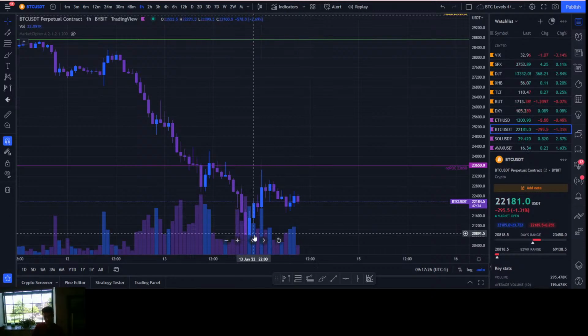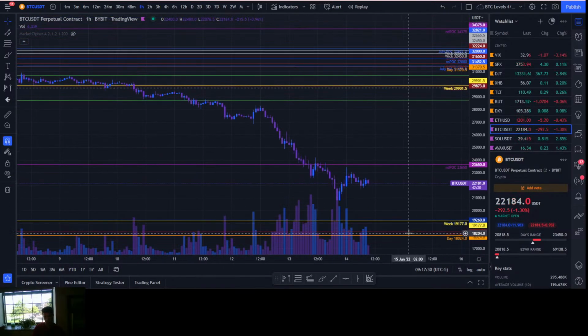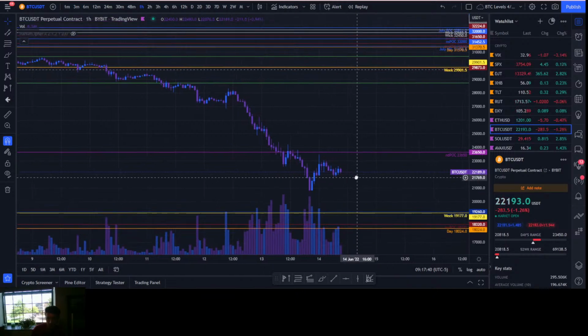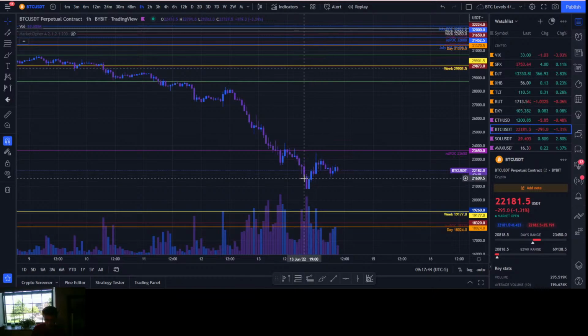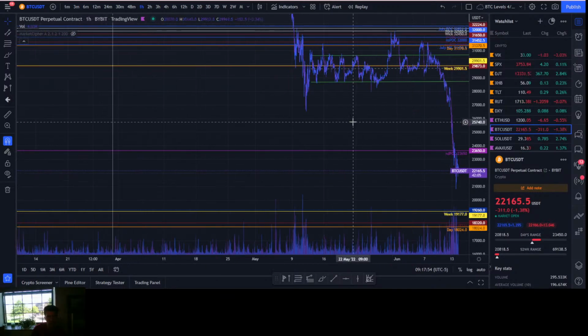Really, 20K isn't a huge support, really just looking lower. This 19,200 is a large support level. I think this is a naked monthly point of control and a weekly, so very interesting nevertheless. This old naked daily point of control, if I remember right, was somewhat of a naked weekly point of control, and we just crushed through it.